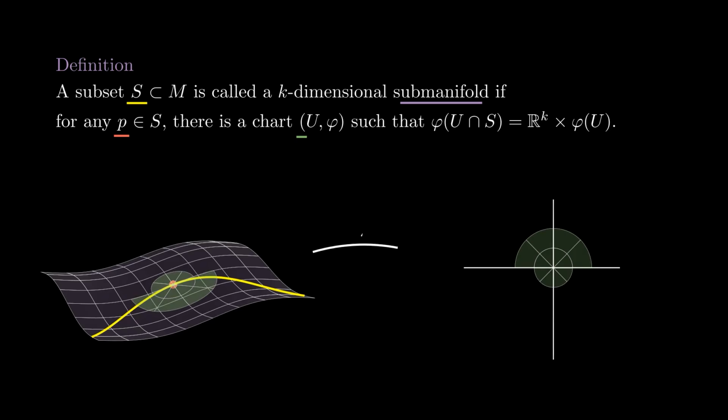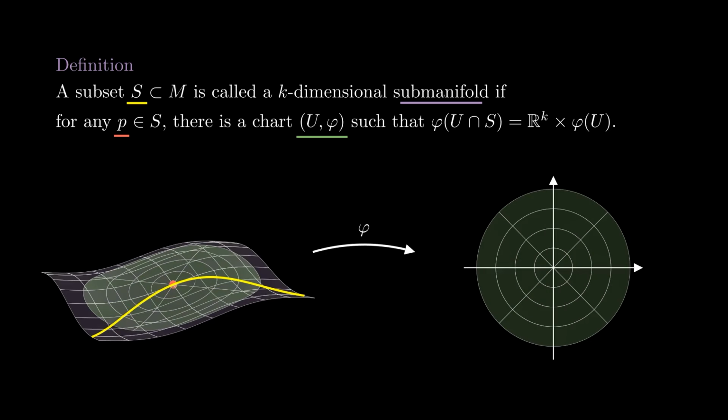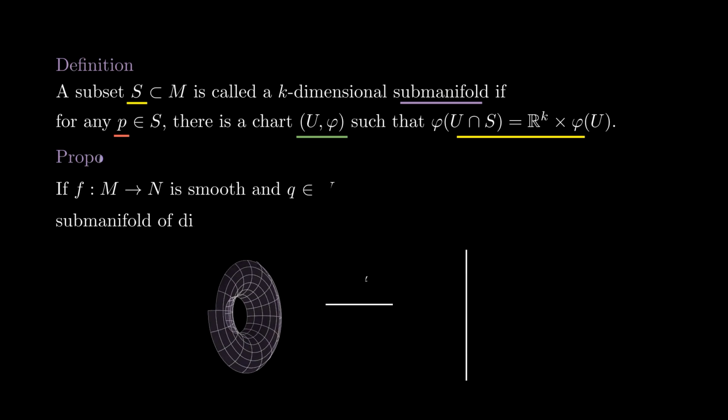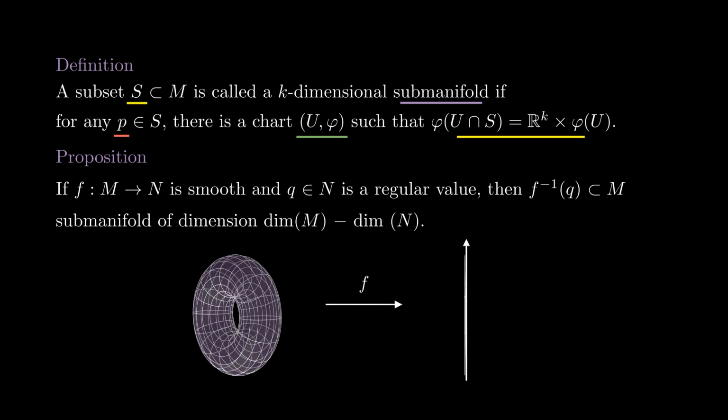Given a smooth manifold M and a subset S, we say that S is a k-dimensional submanifold of M if for any point P in S there is a chart (U, phi) around P such that the image of S is precisely the intersection of phi of U with Rk. This means that S is essentially a slice of M. Smooth functions provide many submanifolds, because by the implicit function theorem, the preimage of any regular value is a submanifold.